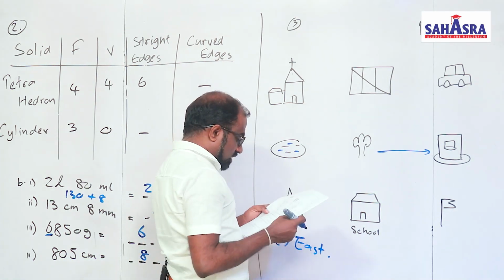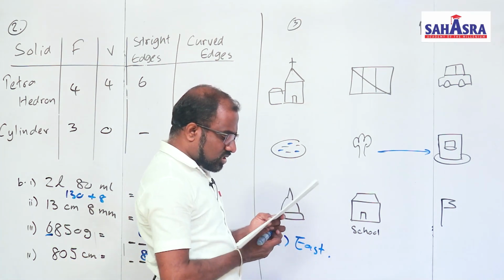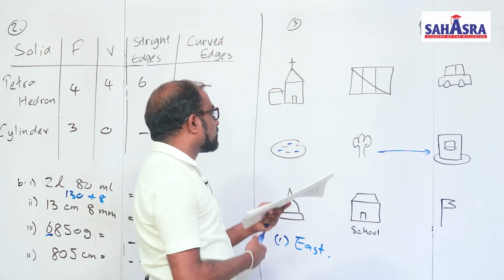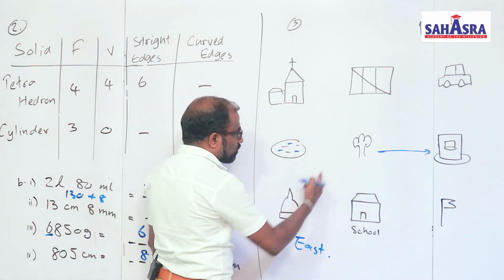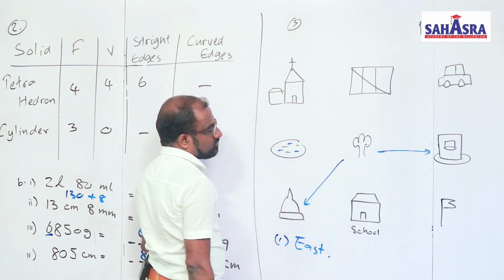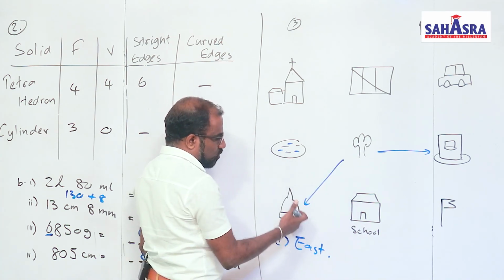East. Second one. In which direction is the temple located to the tree? Temple located to the tree. This one. Right. Temple located to the tree. So what is this direction, children?